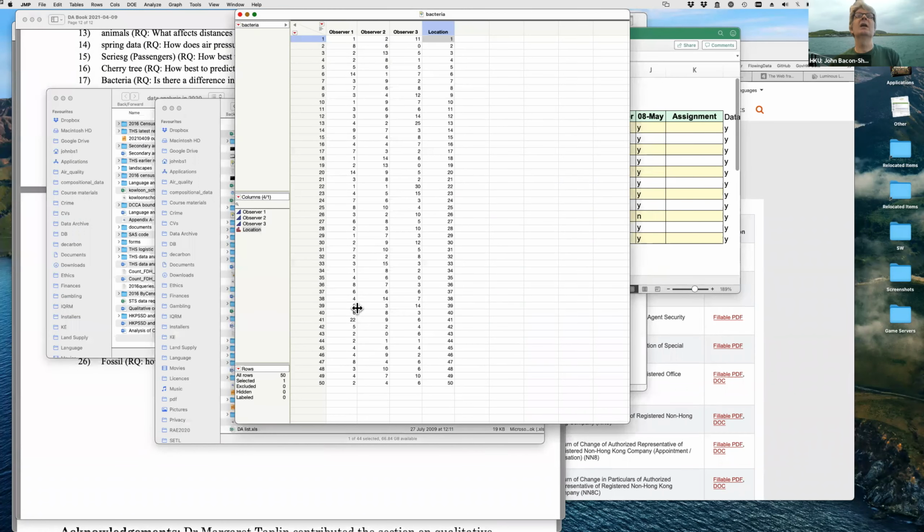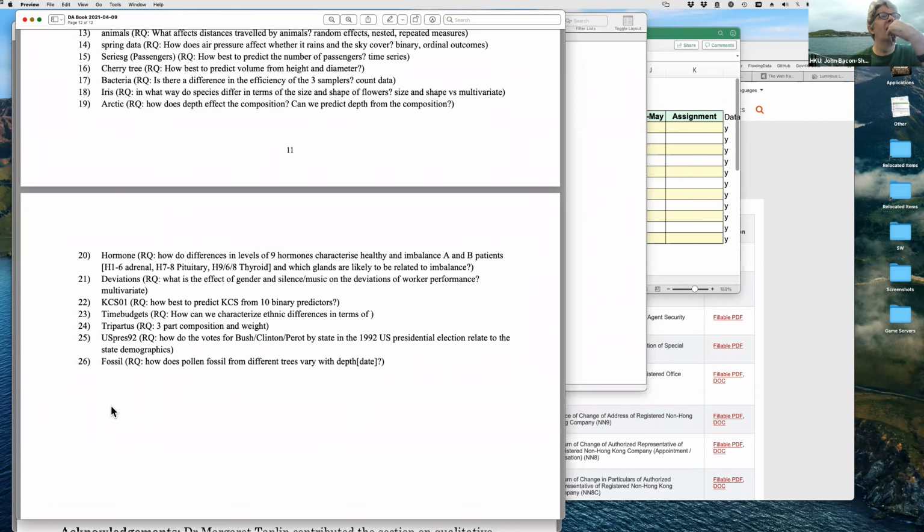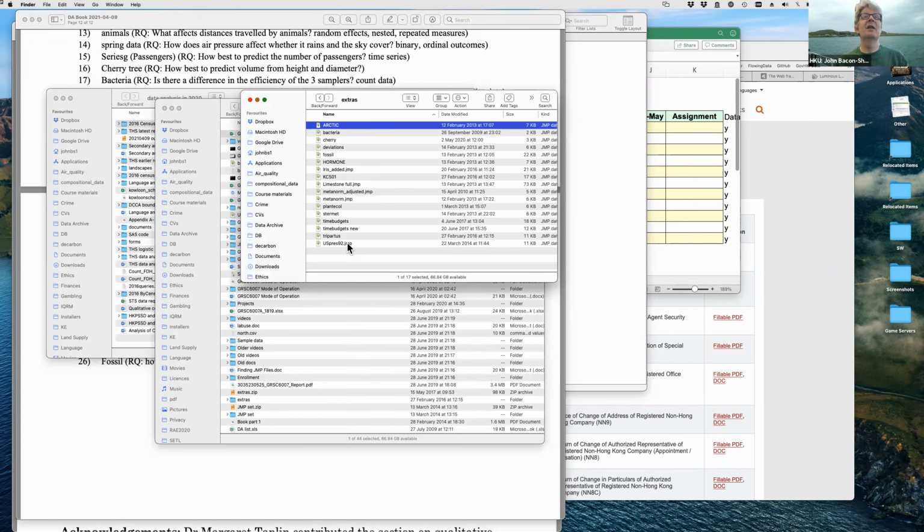So what shall we look at next? There's nobody who suggested anything, so let's look at the presidential election one. This one is interesting. This is the one US Pres 92.